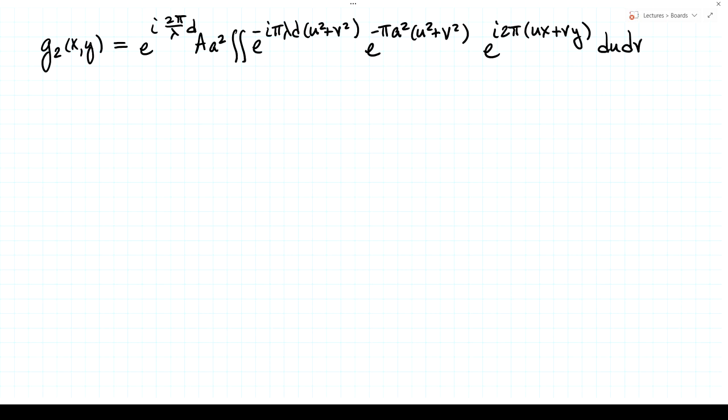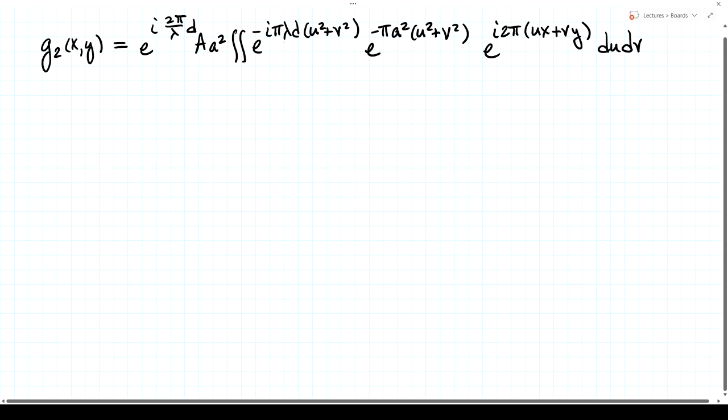So it's kind of complicated, but they're all phase factors, and so maybe we can combine them. Let's notice that in all cases, you can break each of these up into a U factor times a V factor. So let's look at the U factors. We would have e to the minus i pi lambda d u squared. And from here, we get e to the minus pi a squared u squared, and then we would have e to the i 2 pi ux. Let's save that for later. Right now, let's combine these together because they both have a u squared.